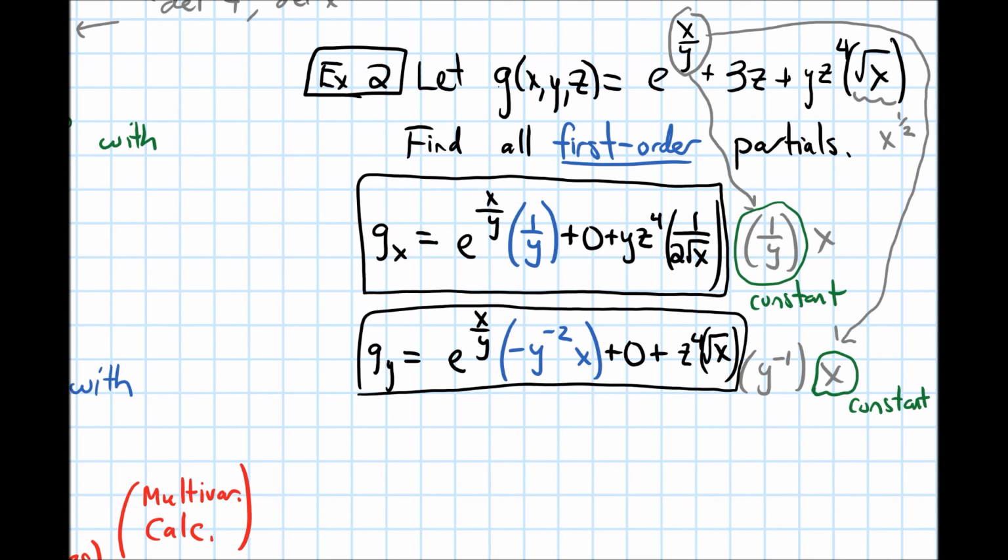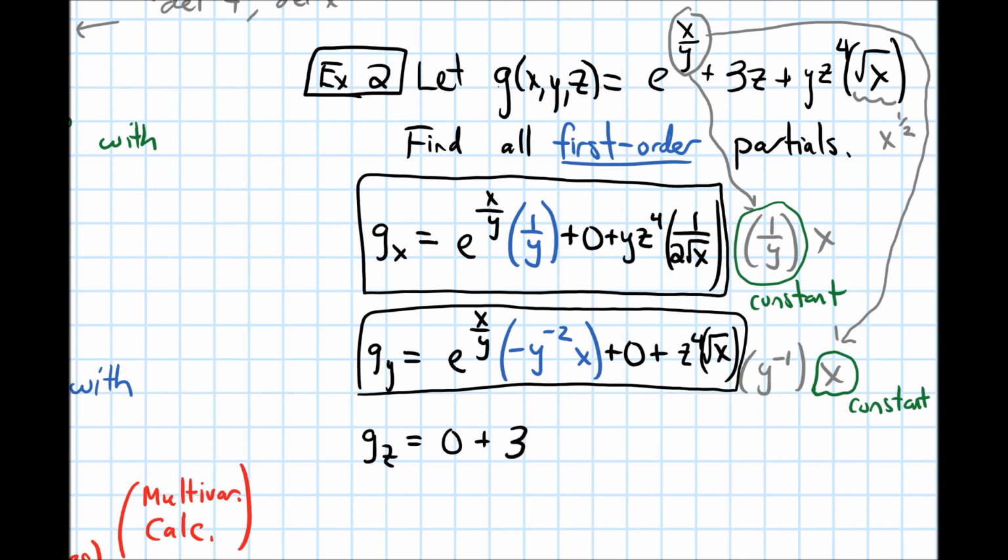And then finally, I need the partial with respect to z. This one I'm going to do a little bit more quickly. The e term doesn't have any z's in it, so that gets treated as a constant. So its partial is going to be 0. For 3z, that one's just going to be standard. That's going to be 3.